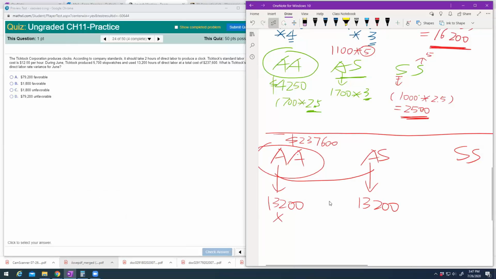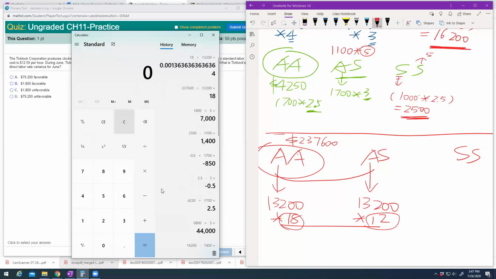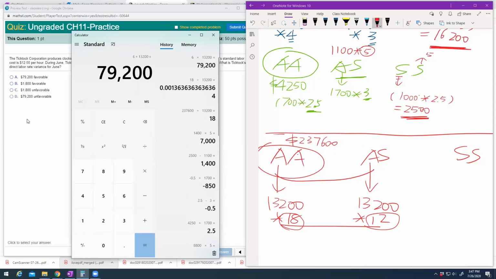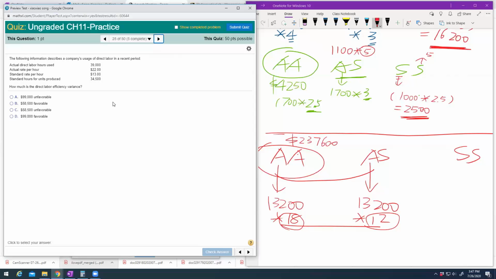So $18 actual. But the standard said we should pay 12. The standard is 12. So you have an unfavorable for 1 hour. The standard said you pay 12, but you actually paid 18. For 1 hour you pay $6 more, and in total you worked 13,200 hours. So you will have 79,200 unfavorable.